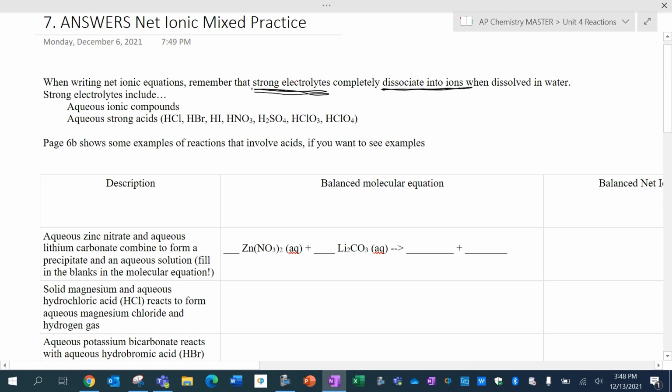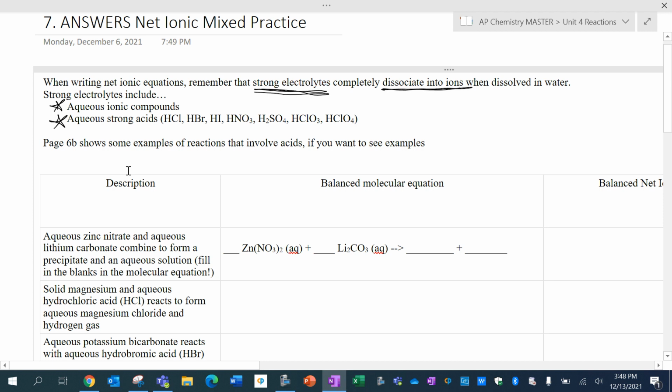And strong electrolytes, there's two types of them. There's aqueous ionic compounds and aqueous strong acids. So we're trying to figure out what the net ionic equation is. I'm going to keep in mind that these two types of things will ionize. And that's it. If it's not one of these two things, then it's not going to ionize. If it's a solid, not going to ionize. If it's liquid water or CO2 gas, not going to ionize. So it's only these two types of things.